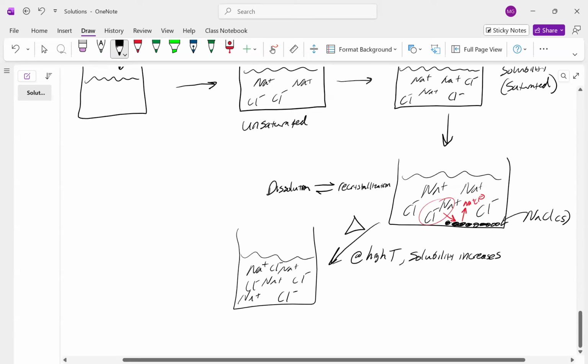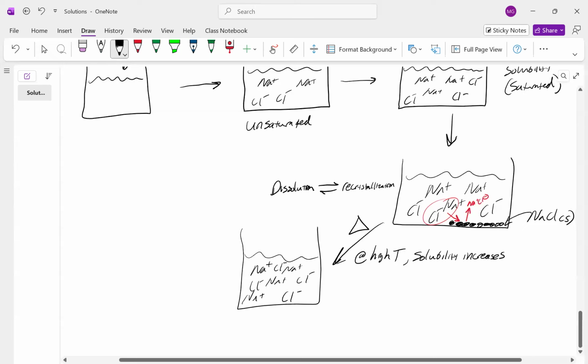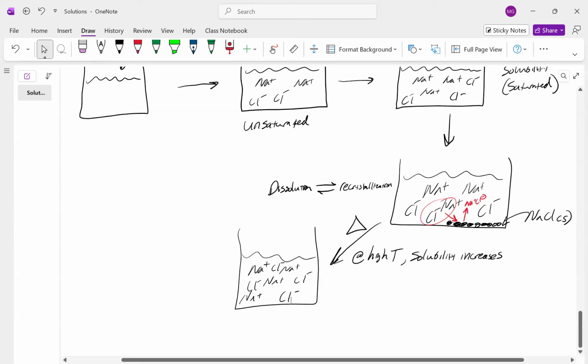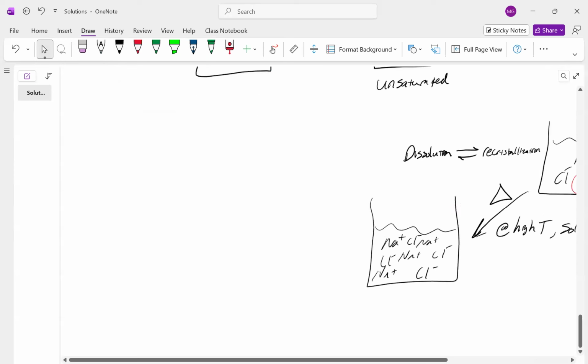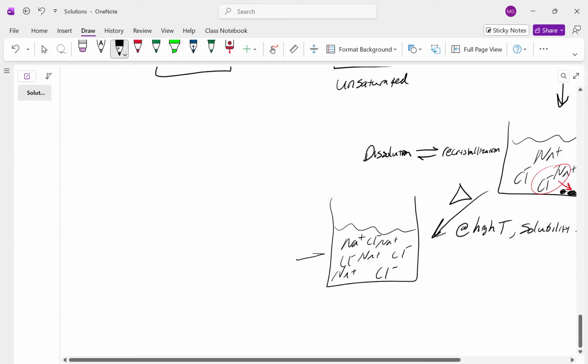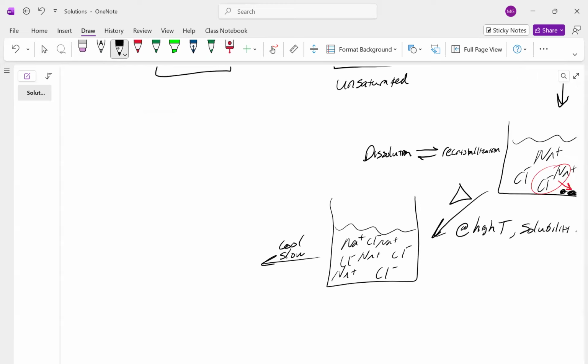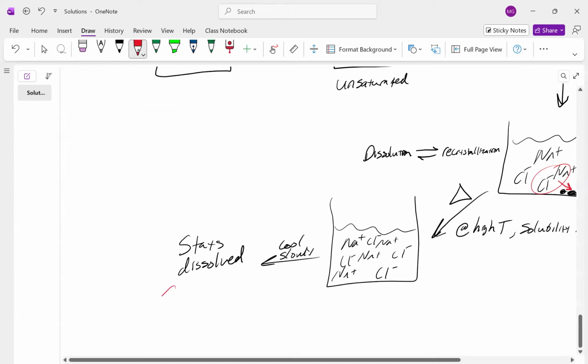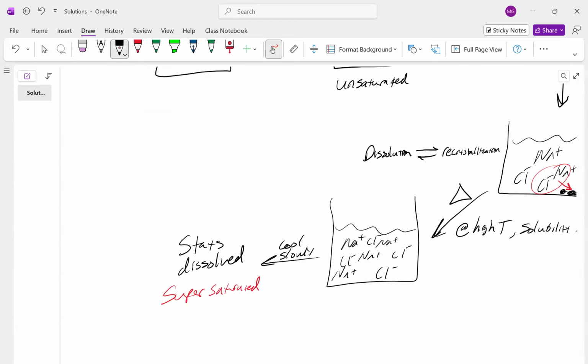And what's kind of cool is if you do this right, and cool it down very slowly, everything stays dissolved. And this is called a supersaturated solution, where you've dissolved more than what the numbers say you can dissolve.